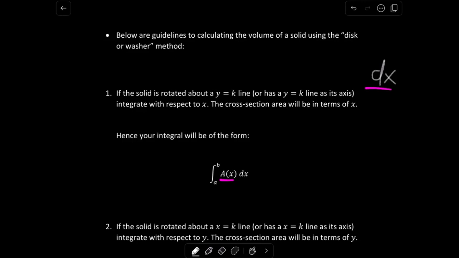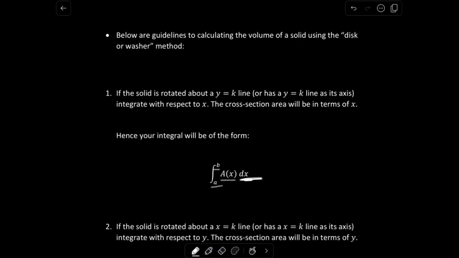I like to represent that in terms of A of x. A stands for area, and then bracket x, the area is a function of x. It means it's in terms of x. I just like to represent it like that. Hence, your integral will be of this form here. So you'll just integrate your cross-sectional area, I'll show you how to find that, with respect to x from a to b. And obviously a and b are going to be x values because you are integrating with respect to x.